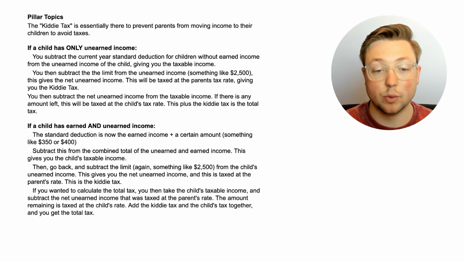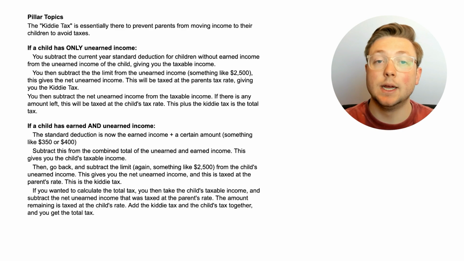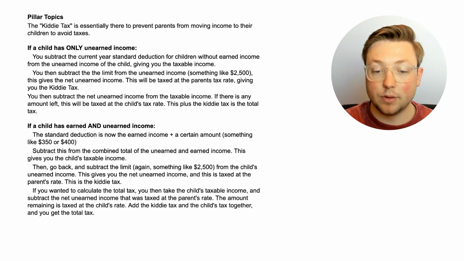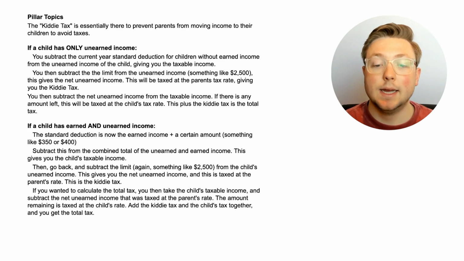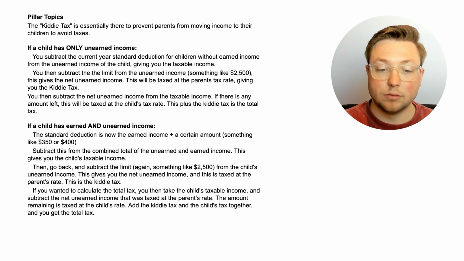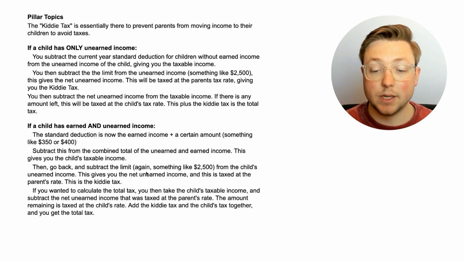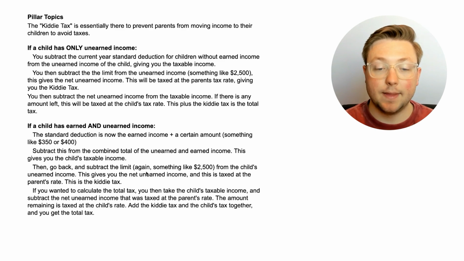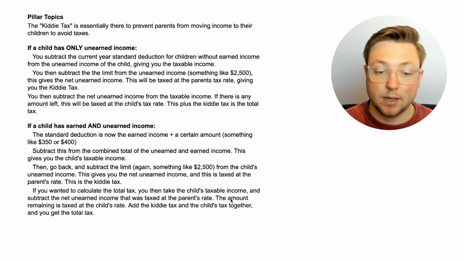Now let's talk about a child with earned and unearned income. It's very similar. The most important part is the standard deduction. That's the difference. The standard deduction is now the earned income plus a certain amount, something like $350, $400, something like that. You subtract that from the total earned and unearned income. That gives you the child's taxable income. And then from there, it's the exact same. You still subtract the threshold from the unearned income, and that gives you the net unearned income, and that's taxed at the parent's tax rate. And then you take the total taxable income and subtract the net unearned income, and that gives you the amount that will be taxed at the child's rate. So that's how you do it.